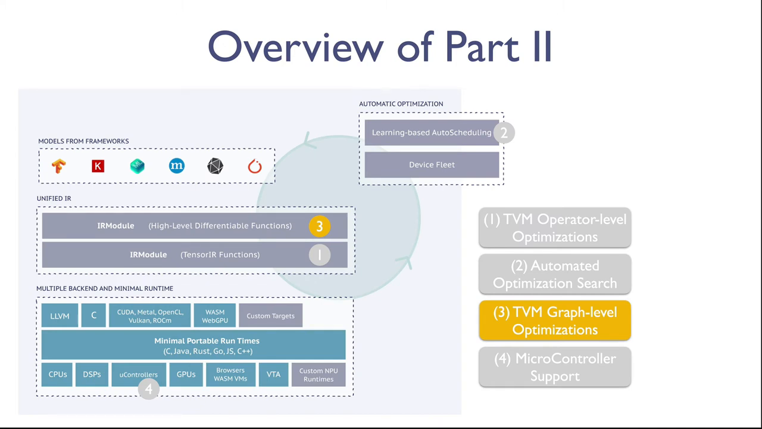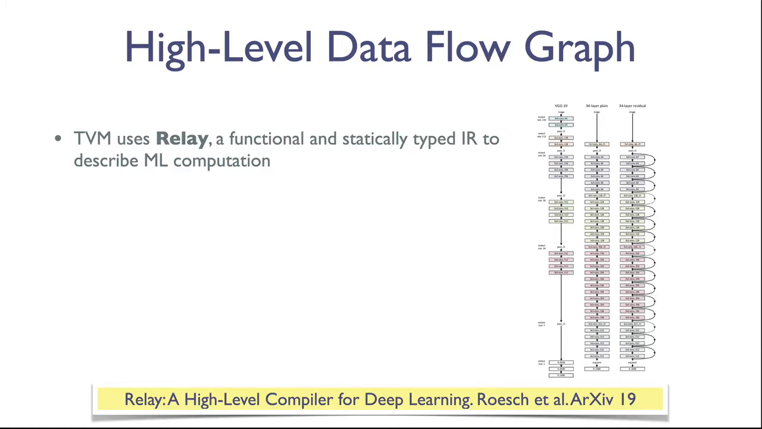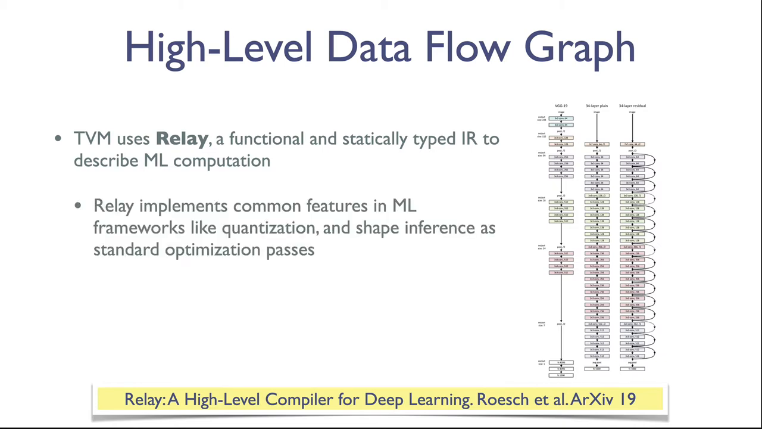Okay, so this brings us to the next level of optimization, TVM's higher-level graph-level optimizations. At the high level, there's a data flow graph, and TVM uses Relay, a functional and statically typed intermediate representation, to describe machine learning computation. Relay implements common features in ML frameworks like quantization and shape inference as standard optimization passes. So let's look at operator fusion and how that can give us performance improvements.